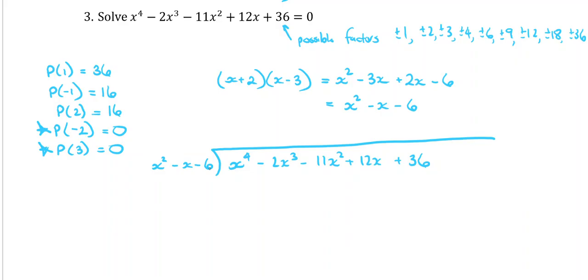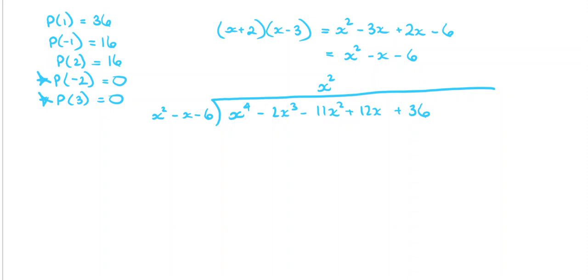So let's divide. We have x to the 4 divided by x squared, which is x squared. Timesing that back out, we will get x to the 4. X squared times minus x is minus x cubed. X squared times minus 6 is minus 6x squared. So because there's 3 terms in my divisor, we're going to be doing 3 at a time down here under my divide sign. So subtracting, the x to the 4s will disappear.